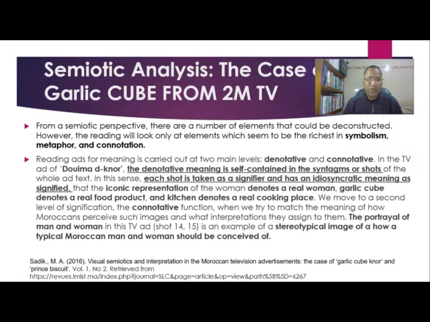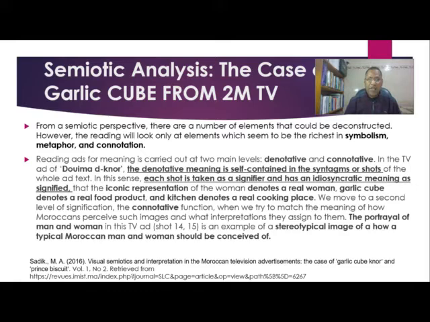Reading ads for meaning is carried out at two main levels, the denotative and the connotative. These are two elements of semiotics that help in understanding and making sense of the ad. So in the TV ad Dwimat Knorr, I use the term as it is used in the advertisement, the denotative meaning is self-contained in the syntagm of the shot. Of course, we speak about the visual, we speak about a shot, the snapshot of the whole ad text.